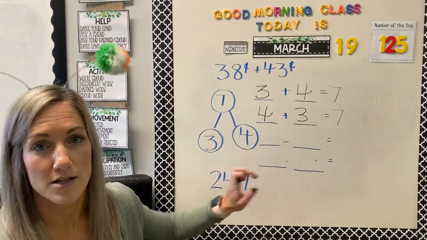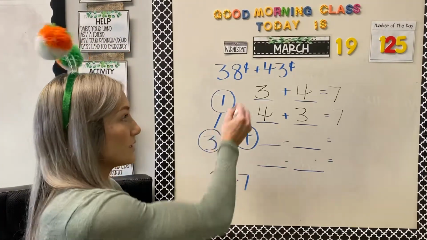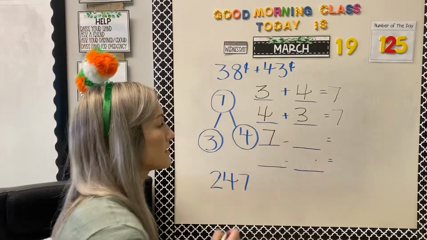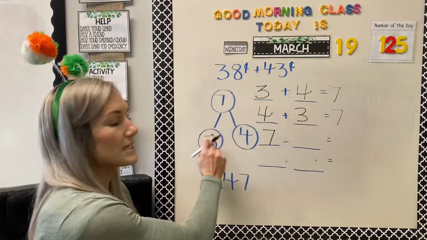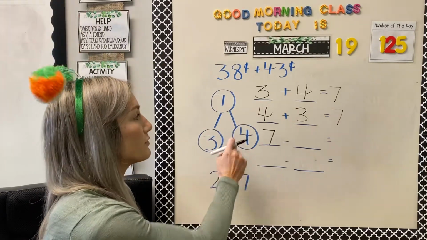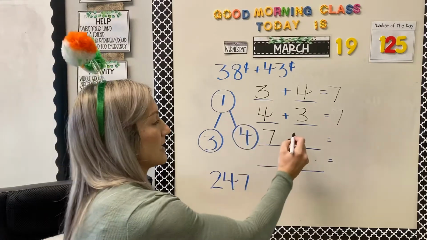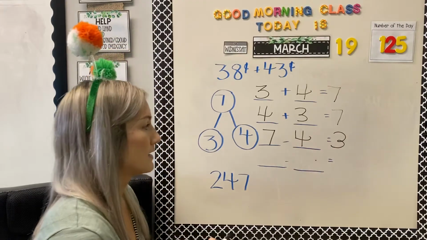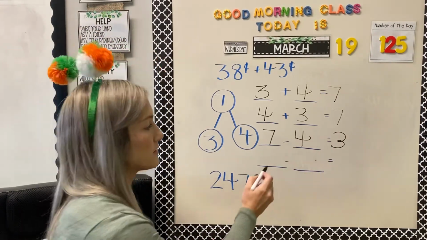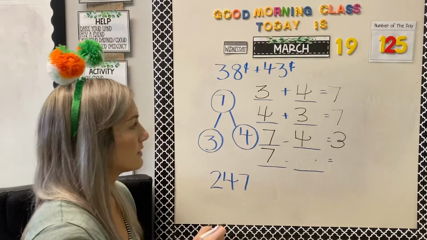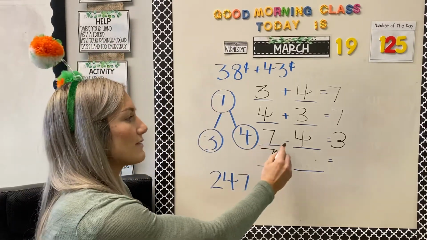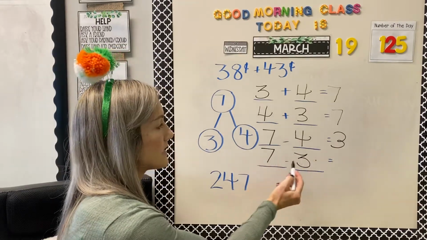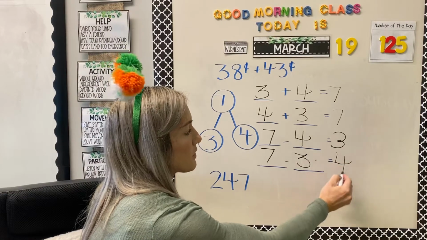Now I need to do my subtraction problems in my fact family. So I always start with the biggest number. So I'm going to start with 7. 7's the biggest number. So with 7, I'm going to take away one of the other numbers in our fact family. So let's do 4 first. 7 take away 4 equals 3. Again, we're going to start with our biggest number when we do our subtraction. Our biggest number is 7. I already did 7 take away 4, so now I'm going to do 7 take away 3. 7 take away 3 equals 4.